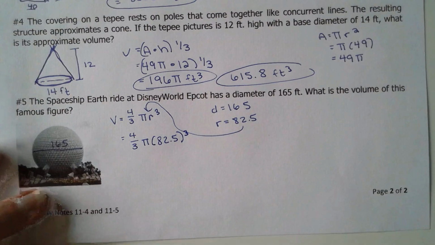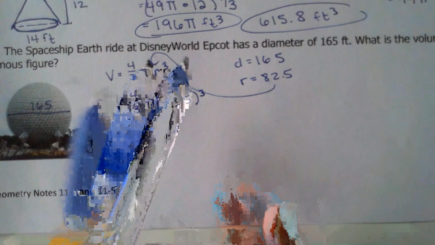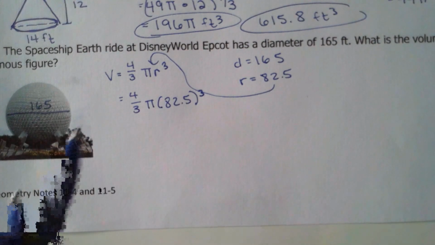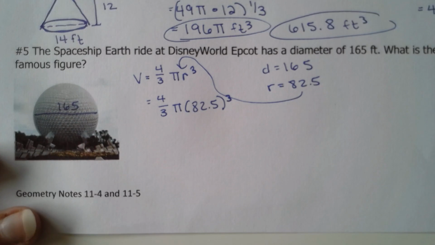Now I'm going to warn you guys here before we start plugging this into our calculator. This is going to be a large number, okay? Very, very large. We are cubing 82.5, multiplying that by pi, multiplying that by 4/3. That's going to be really large. So just keep in mind that if you're getting a really large number for this, you're not wrong. It's just going to be large.